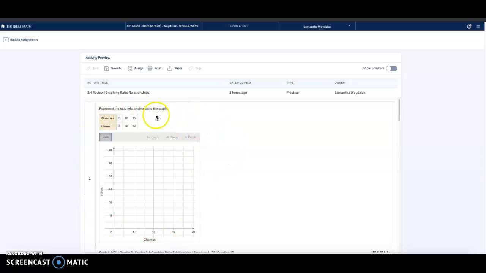Again, this is number 1. It says represent the ratio relationship using this graph. Well, for every 5 cherries, it looks like there's 8 limes. So for 10 cherries, there would be 16. For 15 cherries, there would be 24.